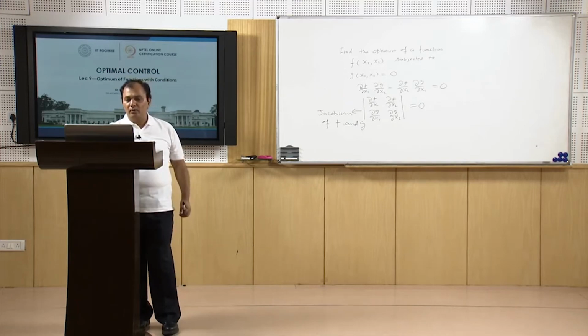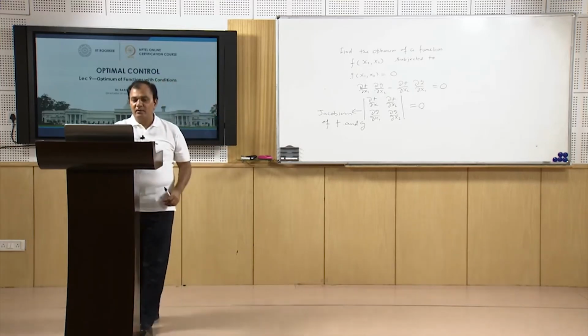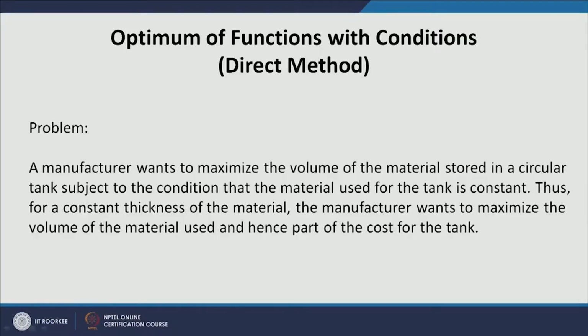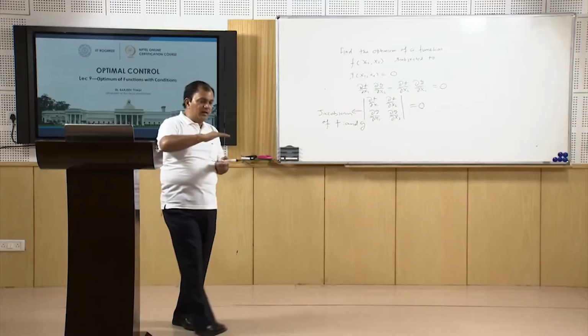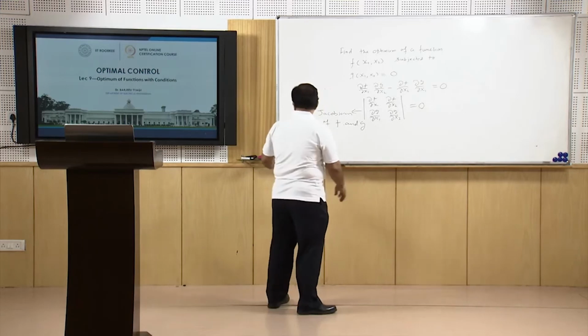So, my problem here is given as: a manufacturer wants to maximize the volume of the material stored in a circular tank, subjected to the condition that the material used in the tank is constant. Thus, for a constant thickness of the material, the manufacturer wants to maximize the volume, and hence reduce the cost. So, in a given material, if I increase the volume, this means the storing cost I can reduce.